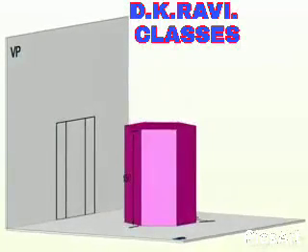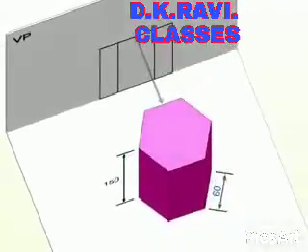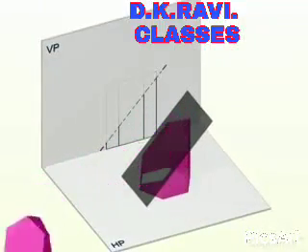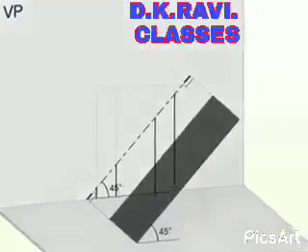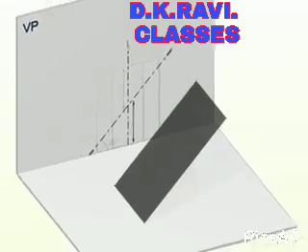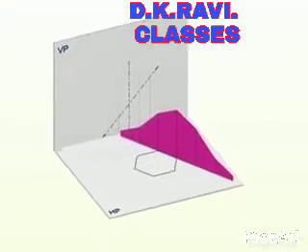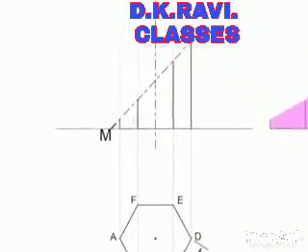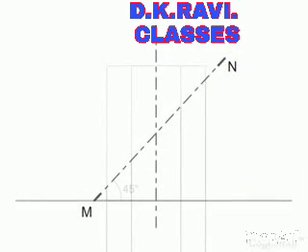The hexagonal prism is resting with its base on HP. One of its sides is parallel to VP. It is cut by a plane inclined at 45 degrees to HP and perpendicular to VP. The plane bisects the vertical axis of the prism. Observe its orthogonal views. Here, trace MN of the cutting plane makes an angle of 45 degrees with HP and passes through the midpoint of the vertical axis.